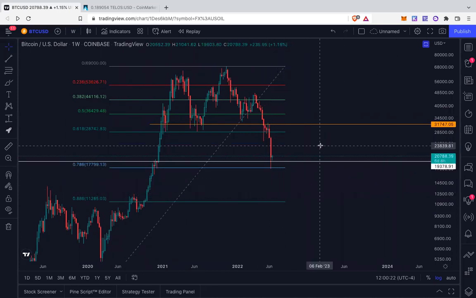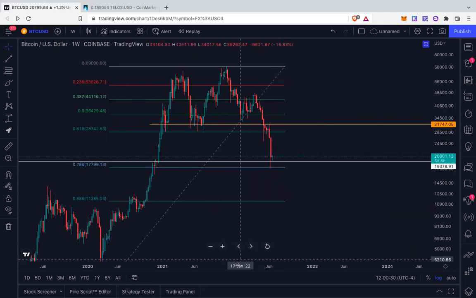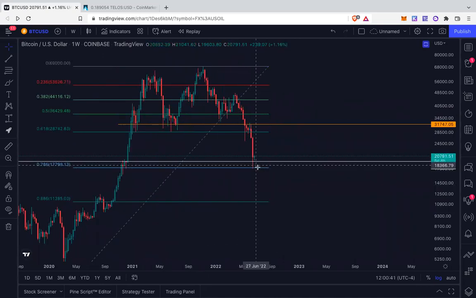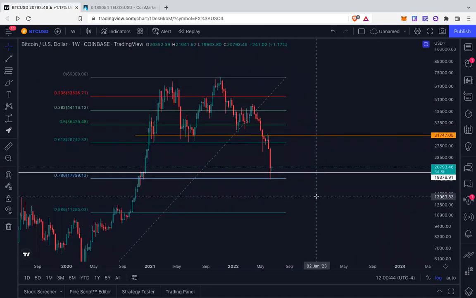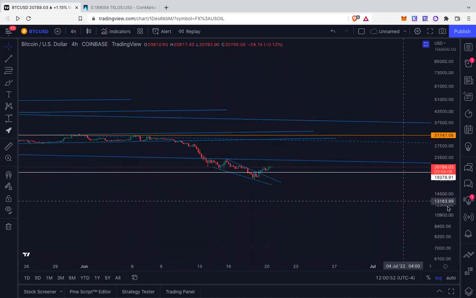I was expecting it to hold, not just because we hit the fib, but because we were near what's now a critical support. It's actually the 2017 weekly candle close support. We didn't close below it. We're using it as support right now. And so I'm expecting a bigger rally to the upside before we see more negative price action.